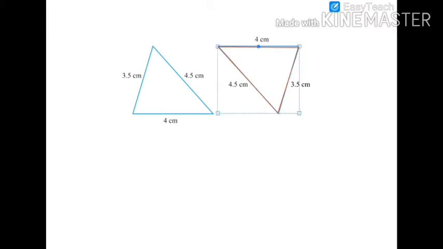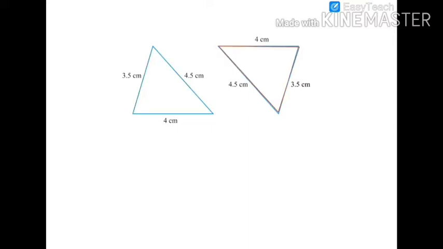We can check this by overlapping these two figures. So we will have to rotate this figure and we see that the second triangle completely covers the first triangle. This means that not only the corresponding sides of these two triangles are equal, even the corresponding angles are equal. So all 6 parts are equal and therefore these two triangles are congruent.